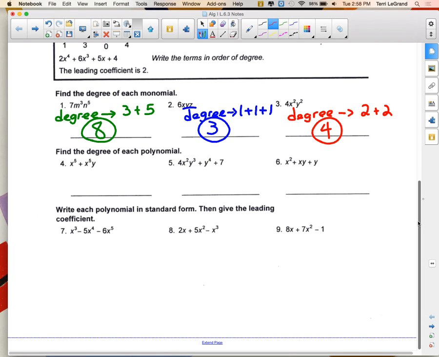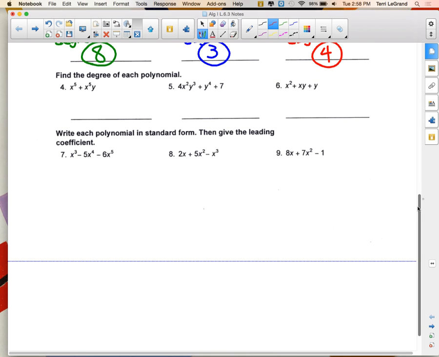How many monomial terms does it have, Connor? 2. So what do we have to do when we have more than one monomial? Find the degree of each of them. So here, I'm not going to make you show the addition. What's the degree of the first monomial? 5. What's the degree of the second monomial? 6. So what's the degree of this polynomial? 6. Not 5 plus 6, the bigger of the two, right? Okay, go ahead and do the other two. What's the degree of each of those other polynomials?